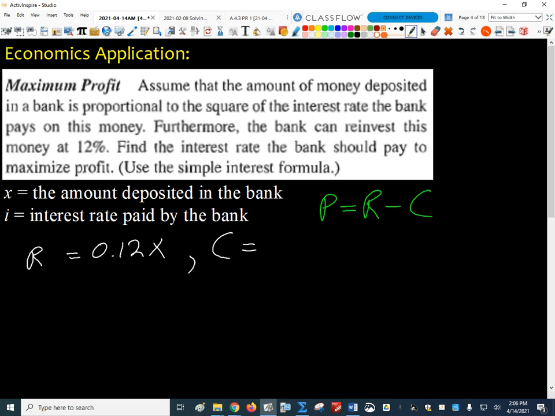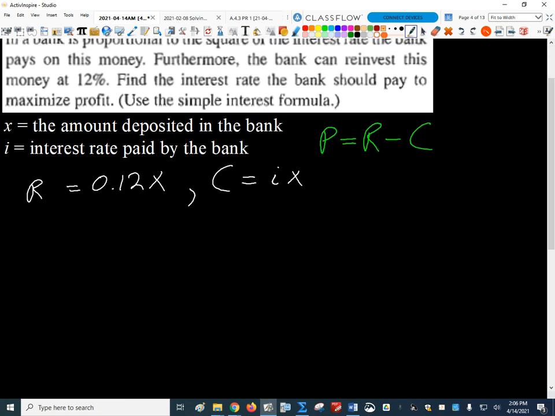Okay, so revenues, am I doing that right? Oh, hang on. No, I didn't do something right. I forgot something really important here. The amount of money deposited in the bank is proportional to the square of the interest rate. We'll get back to that. The cost is going to be I times X.